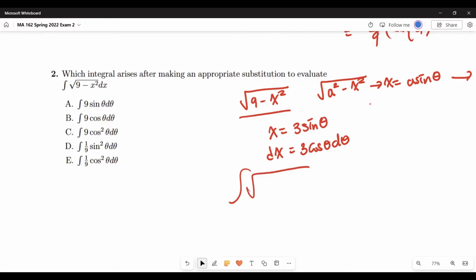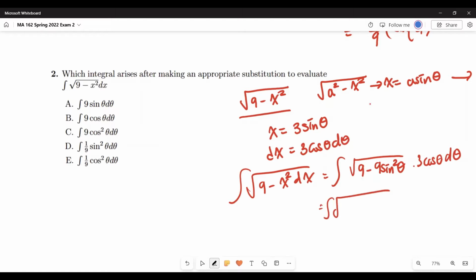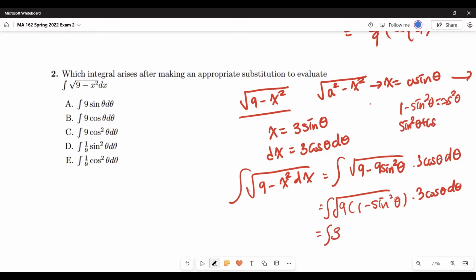So we have the square root of 9 minus x squared dx. We can rewrite this as the square root of 9 minus 9 sine squared theta, times dx, which is 3 cosine theta d theta. If you remember, you can group 9 minus 9 sine squared theta into 9 times 1 minus sine squared theta, and 3 cosine theta d theta, right? And then the square root of 9 will just come out as 3, and 1 minus sine squared theta is the same as cosine squared theta by the trig identity: sine squared theta plus cosine squared theta equals 1.